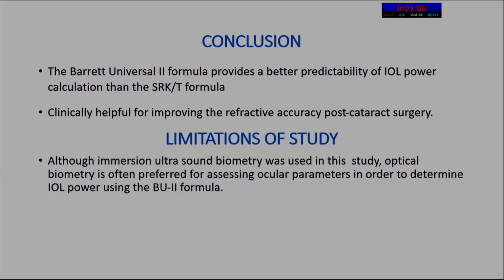The limitation of my study is that, although immersion ultrasound biometry was used in the study, optical biometry is often preferred for assessing ocular parameters in order to determine IOL power using the BU2 formula.